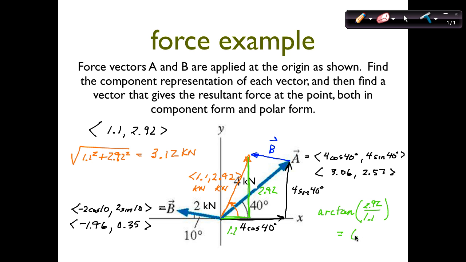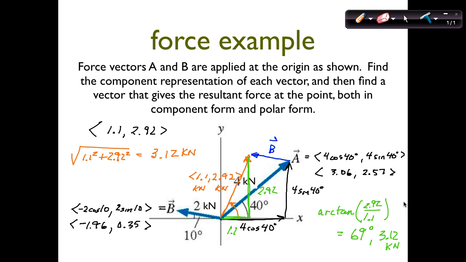61.2. Does someone else get 61? 69? 69. 69 degrees. And 3.12 is the polar form, 3.12 kilonewtons. Doesn't make sense. Any questions?